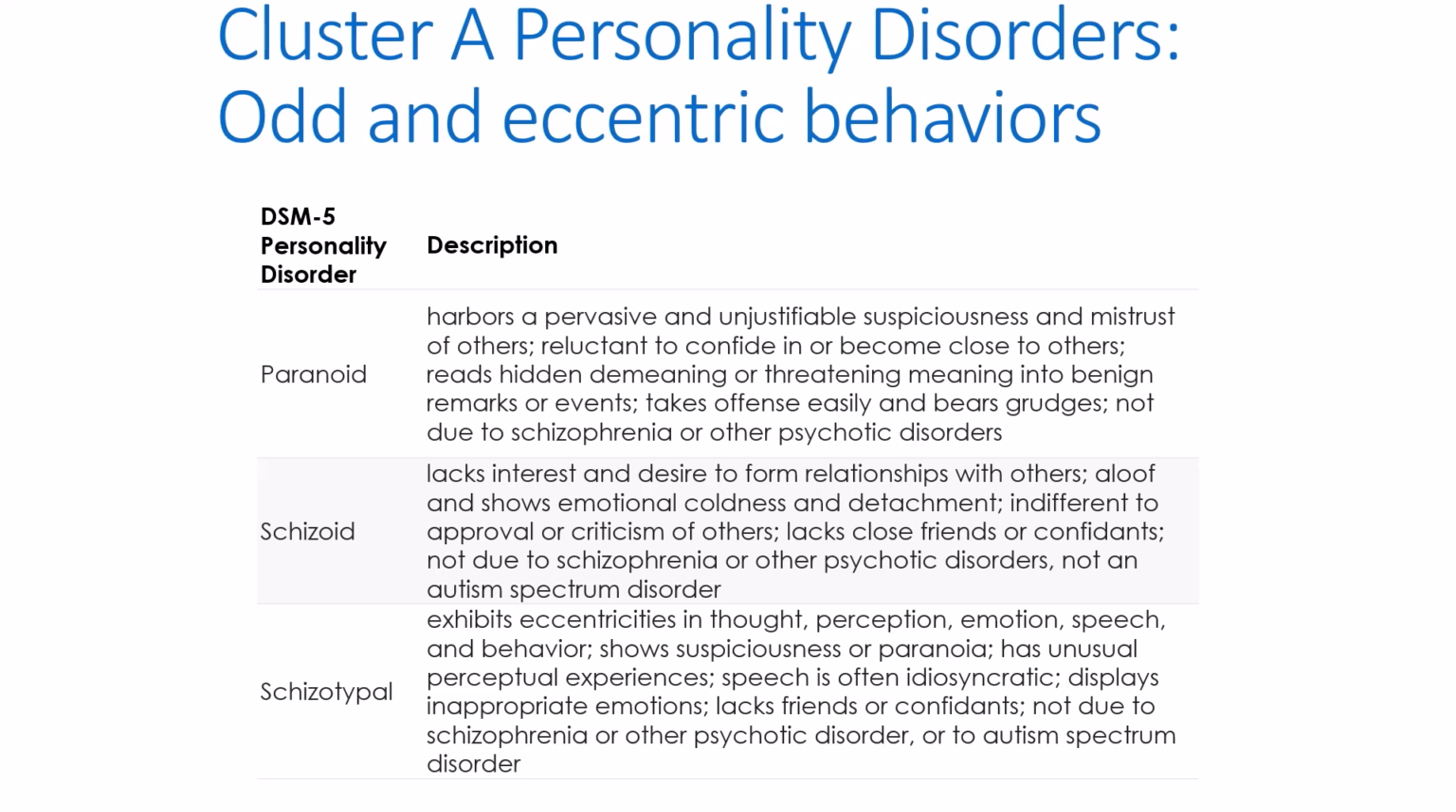Those with paranoid personality disorder harbor a pervasive and unjustifiable suspiciousness and mistrust of others, and are reluctant to confide in or become close to others. They may read hidden meaning or threatening meaning into benign remarks or events and take offense easily and bear grudges. This is not due to schizophrenia or other psychotic disorders.